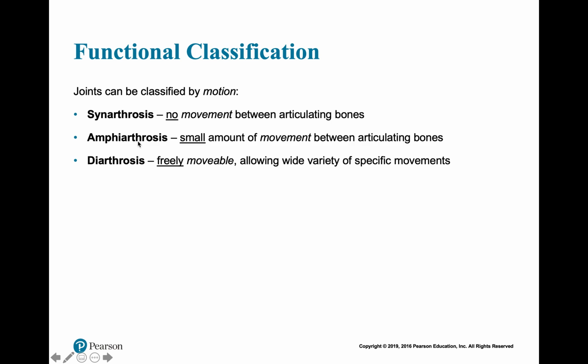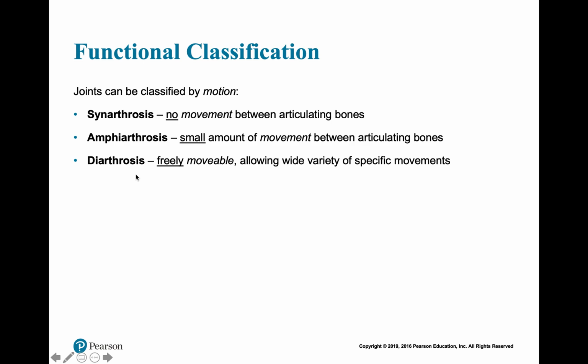An amphiarthrosis, or an amphiarthrotic joint, will allow some movement, a small amount of movement between articulating bones. So it's still pretty stable, but less stable than a synarthrotic joint. And then lastly, we have a diarthrosis, or a diarthrotic joint, and this is a joint that's freely movable, allowing a wide variety of movements. So diarthrotic joints would be the least stable, but allow the most movement, right? So this is how you classify joints based on their function.